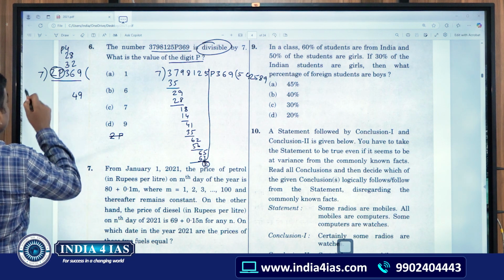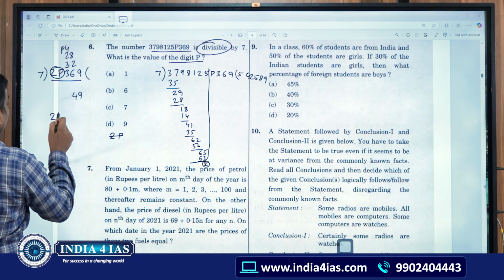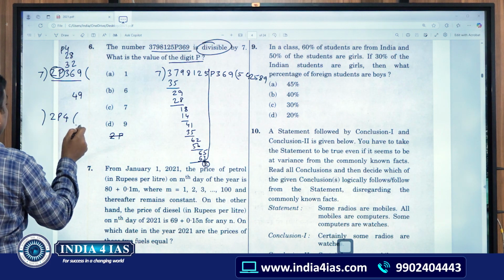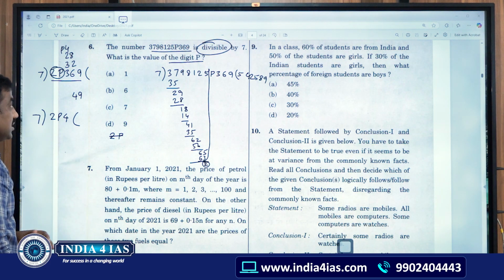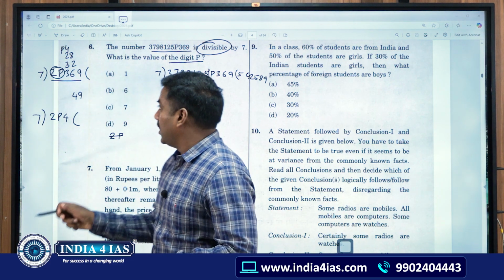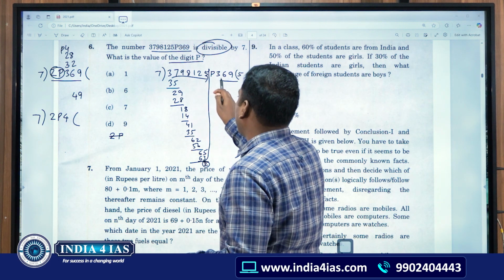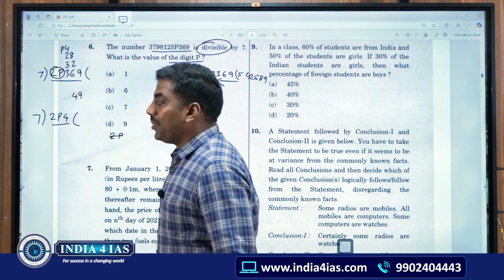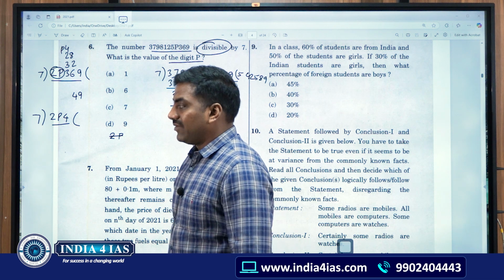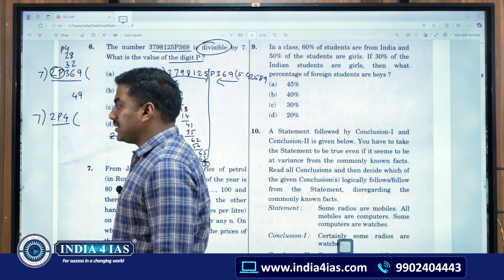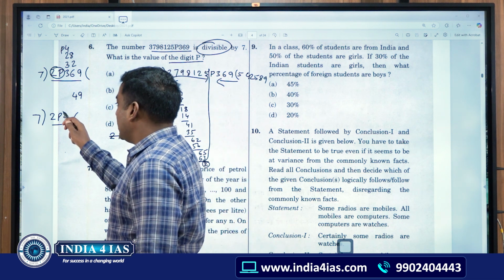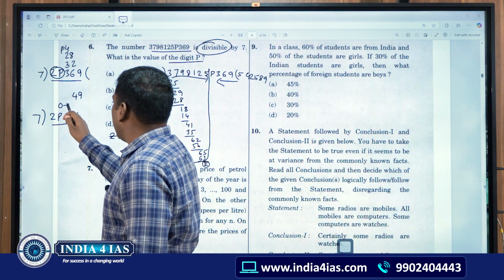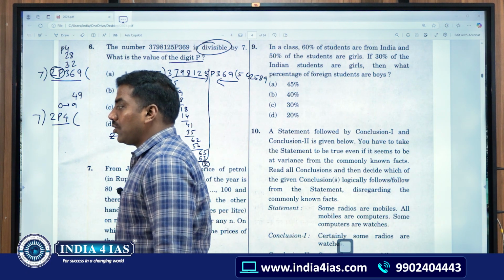So I don't know this, so I will have to look for 2P4 divided by 7. This is how we have to calculate. Here forward and here backward. So now I'll have to look for only 2p4 which is divisible by 7. So in this case, I will try to divide this. This can be from 0 to 9, anything.